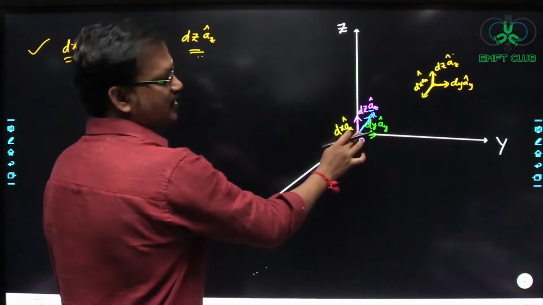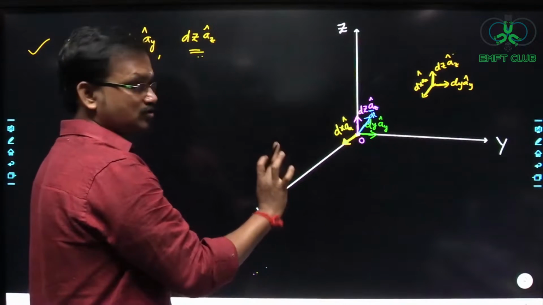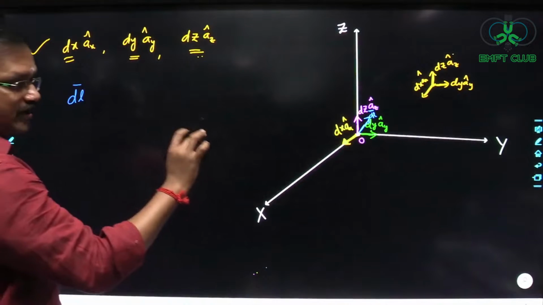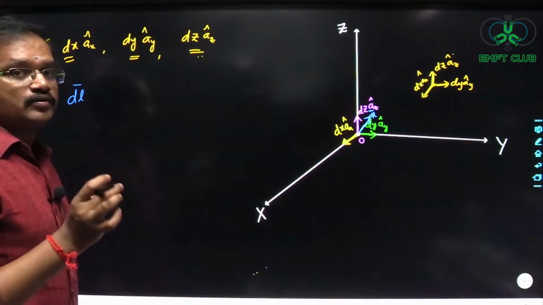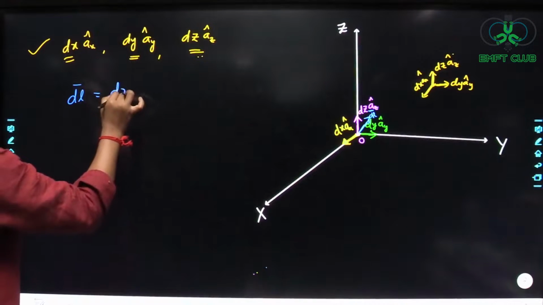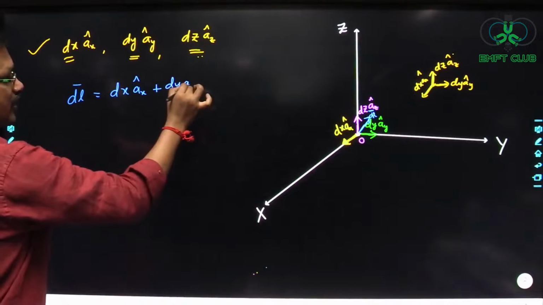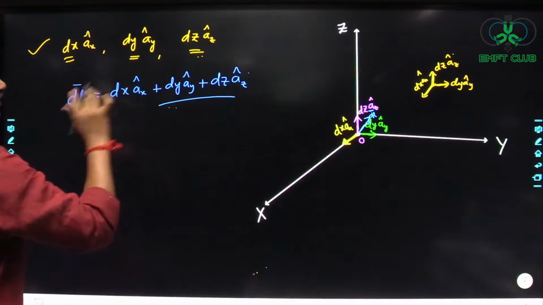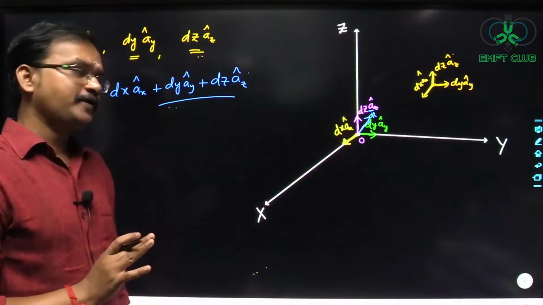So this dl bar is neither along x nor along y nor along z, so it is pointing somewhere like this. Understood? Okay, so that dl bar, how can you represent it? The small differential length dl bar is neither along x nor y nor z, which means it is going to have components along those reference axes. So we can represent dl bar as dx ax cap plus dy ay cap plus dz az cap. In this manner we can represent the small differential length which is not along our reference axes. Understood?